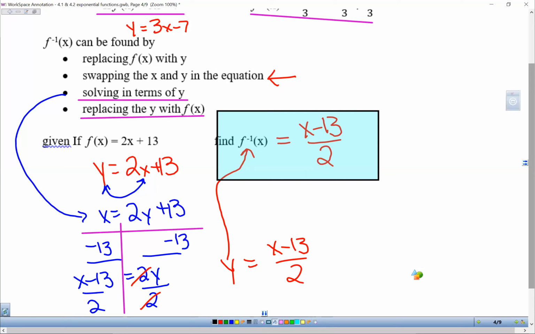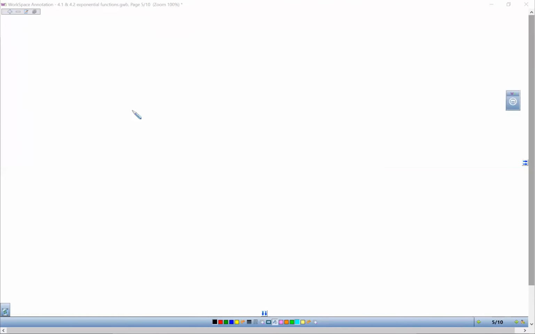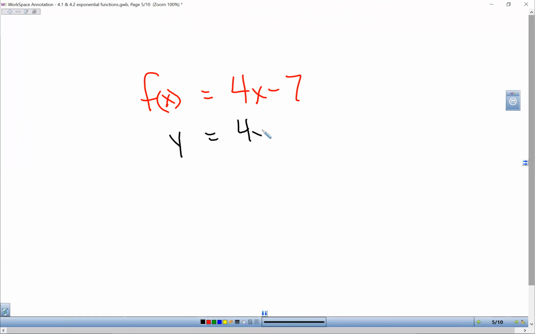All right, I'm going to do one more example just so you guys have another one if you want to add this to your notes. So let's say f of x is, let's make it, doesn't have to be too hard, 4x minus 7. This is about as hard as they're going to get. So again, we're going to change this to a y. We're going to swap the x's and y's. So x equals 4y minus 7.